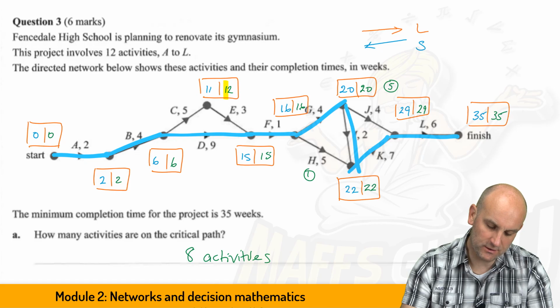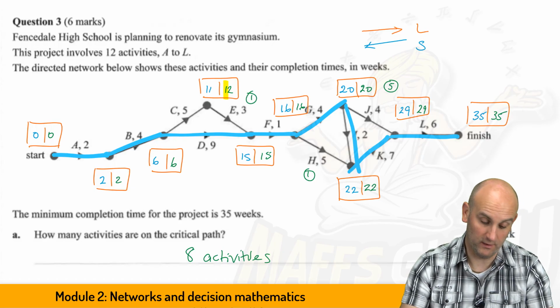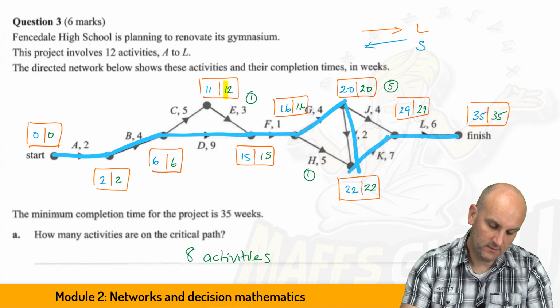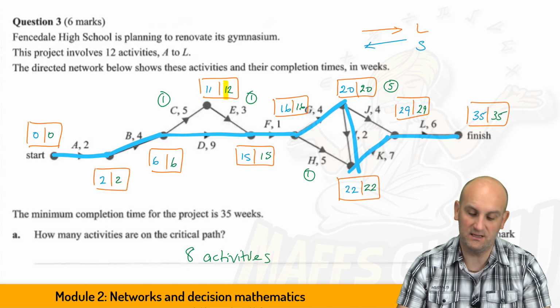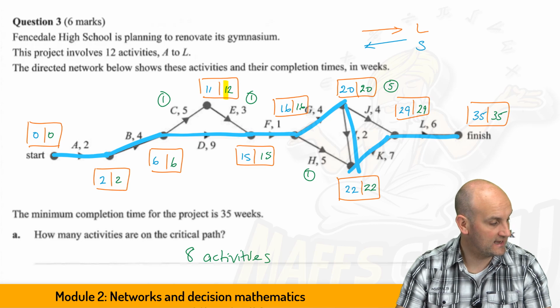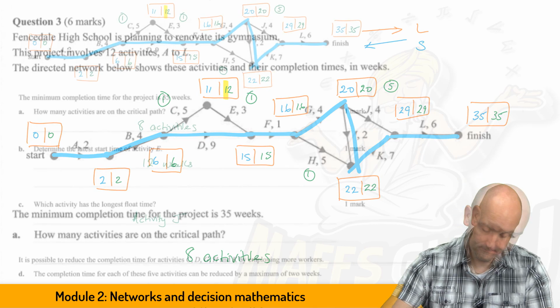15 minus 3 gives me 12, minus 11 gives me 1. I lost what I was doing there. 12 minus 5 gives me 7, minus 6 gives me 1. Have I done them all? I believe I have. So there we go. Looking at this, it would appear that activity J has the longest float time.